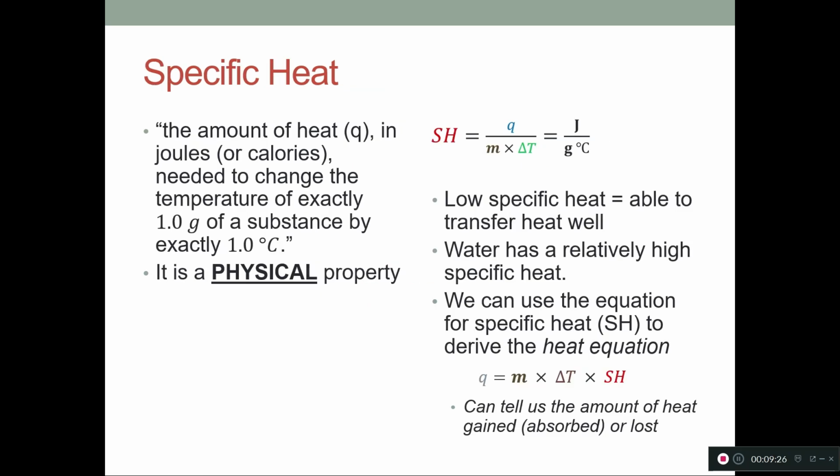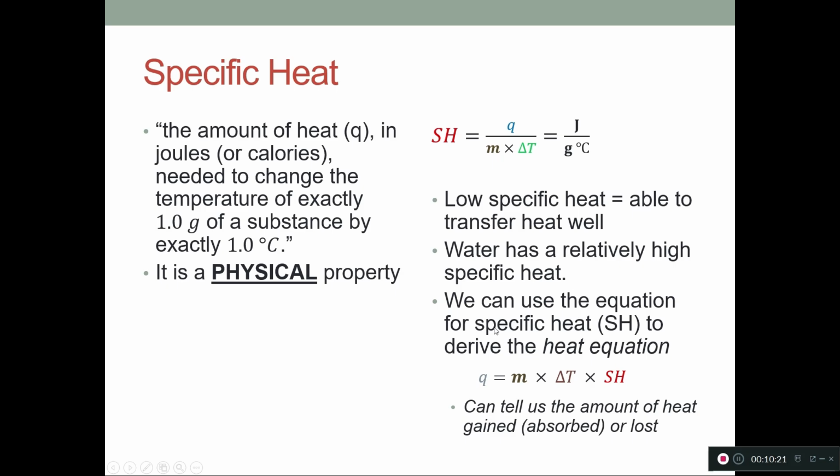In thermodynamics, we also have this concept of the specific heat. We can think of this as the amount of heat in joules or calories needed to change the temperature of exactly 1 gram of a substance by exactly 1 degree Celsius. And this is a physical property. And this is actually the formula for it. So SH here for specific heat is equal to Q, which is just the heat transfer, divided by m, which is the mass, times delta T, which is the change in temperature. And this will have units of joules over grams times degrees Celsius.